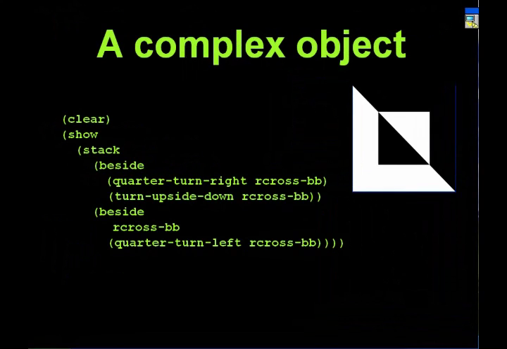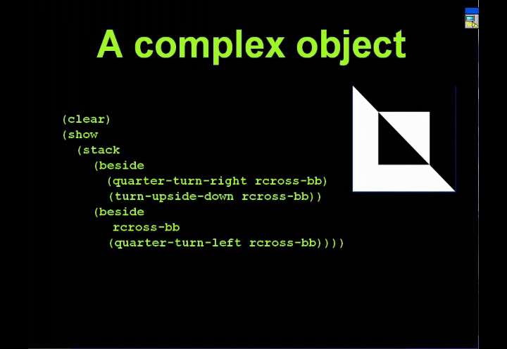Now, okay, so look at this code. What exactly am I doing here, right? I have this stack, beside, quarter turn right, turn upside down, beside, quarter, whatever. What else is going on? Okay, look at this eyeball and tell me what in the world is going to happen.